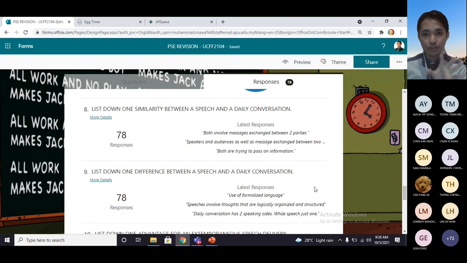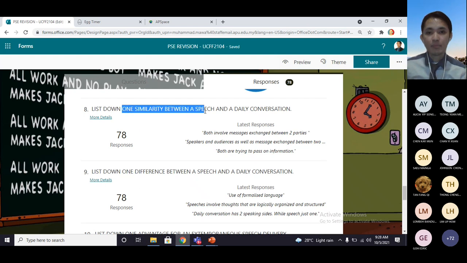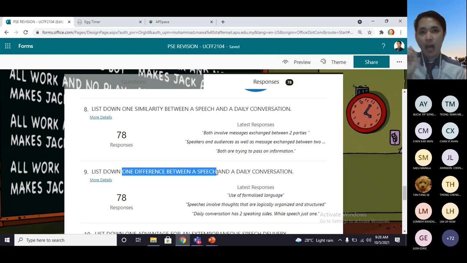Okay, this one, I've gone through some of your answers earlier. So what I'm going to do here is, I'm just going to tell you where to get the answers and I'll list some of the correct answer. And the first one and the second one, they are related. Similarity between a speech and difference between a speech. Make sure you know this because this will definitely turn up in your test.